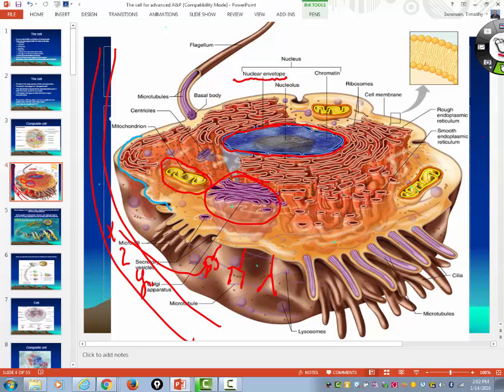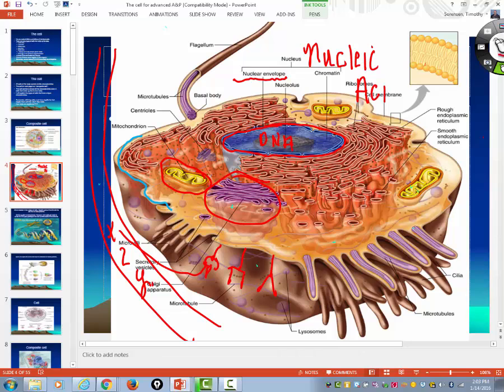So the nucleus of the cell is the control center of the cell. And inside the nucleus is this organic compound made up of these building blocks called nucleic acids.